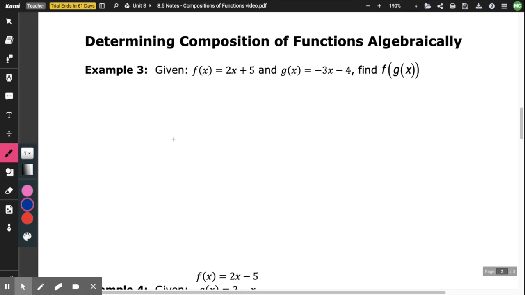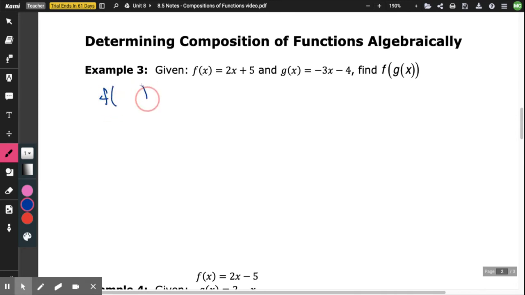Okay, now we're going to compose functions where we're not given a value of x, and we do have continuous functions here. So I'm using the same two from example 1. f of x is 2x plus 5 and g of x is negative 3x minus 4. They want me to find the general formula for f of g of x.